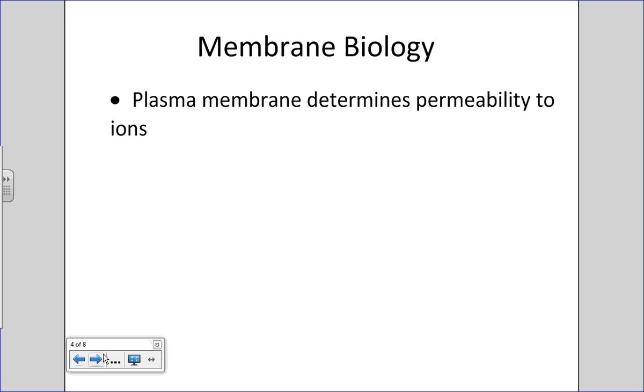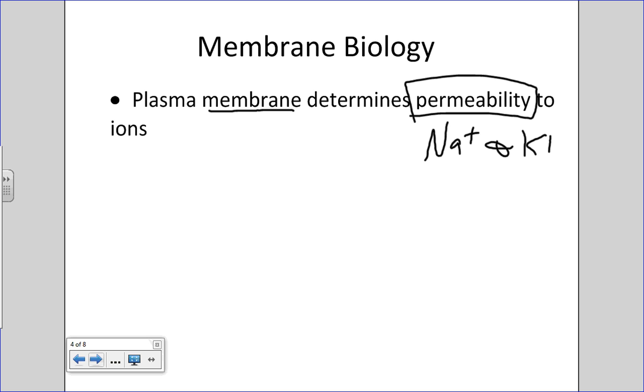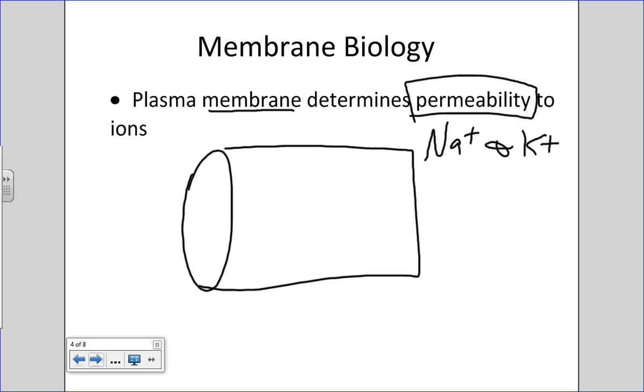In order to establish a membrane potential, the cell membrane has to be permeable. Permeability is the key word here. There has to be permeability to these ions, and the principal ions that we're going to focus on are sodium and potassium. So let's go back to our axon here and take a look at this.